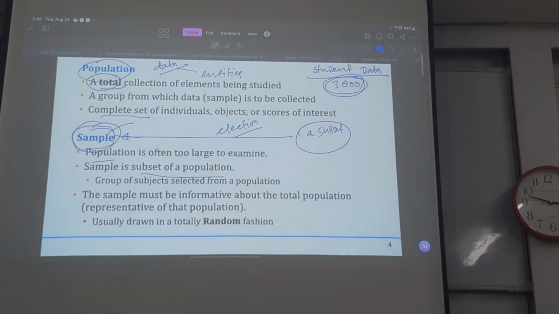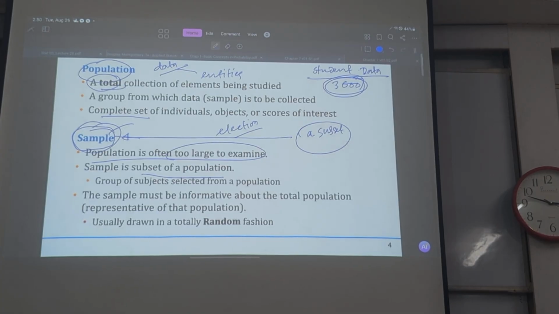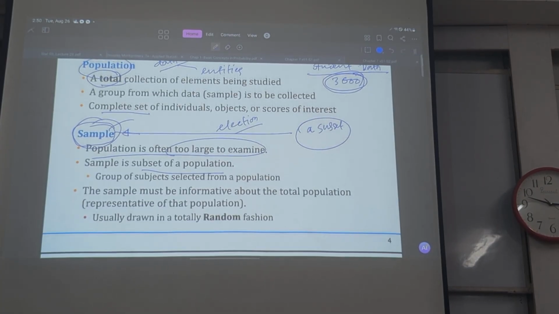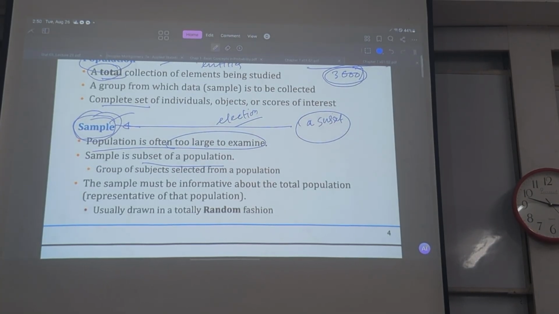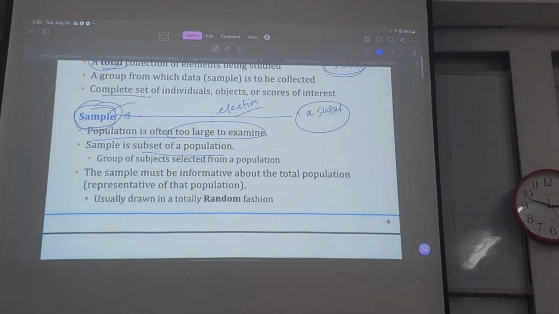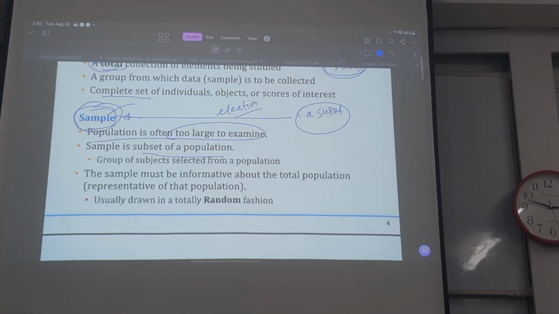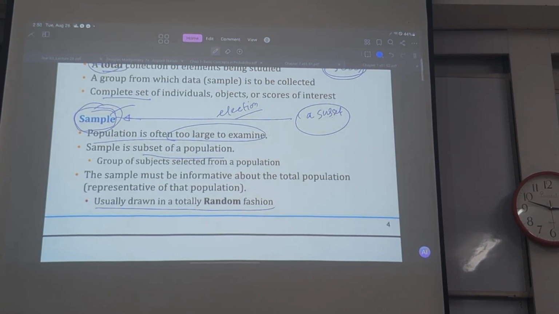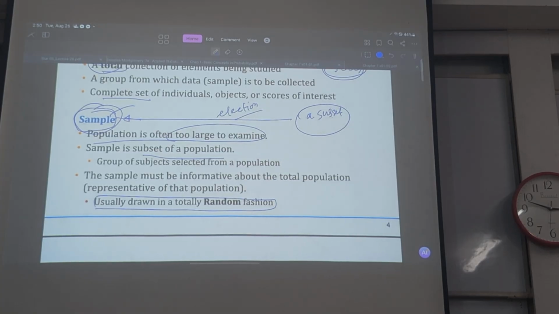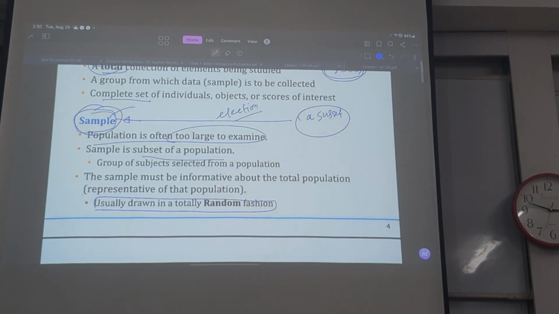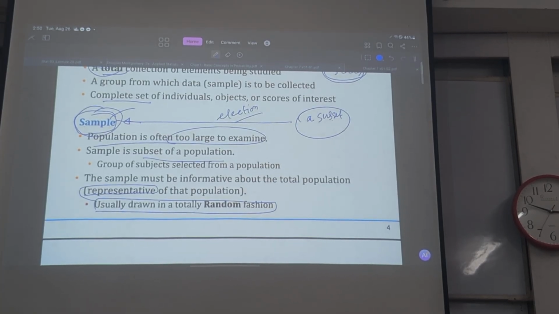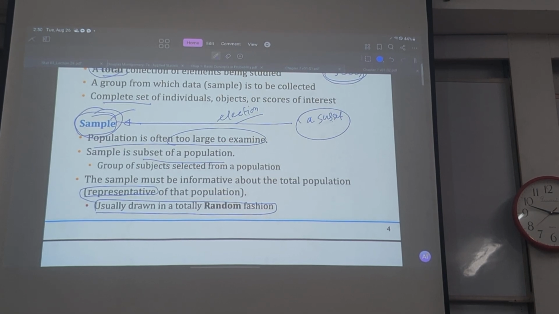Since the population is often too large to examine, we always examine a sample. This is a selected subgroup from the population. This is important: the sample should represent the population.